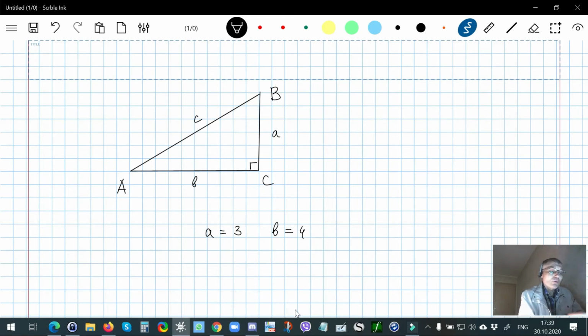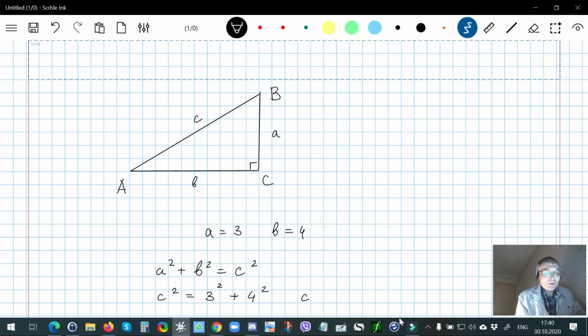What I have to do is to calculate the hypotenuse using the Pythagorean theorem. That's pretty easy. First of all, I'll recall it. That's a squared plus b squared is equal to c squared. Then I don't have to solve for c squared, just write it in a more appropriate way for me. c squared is, in this case, a is 3, so it's 3 squared, and b is 4. It's 4 squared.